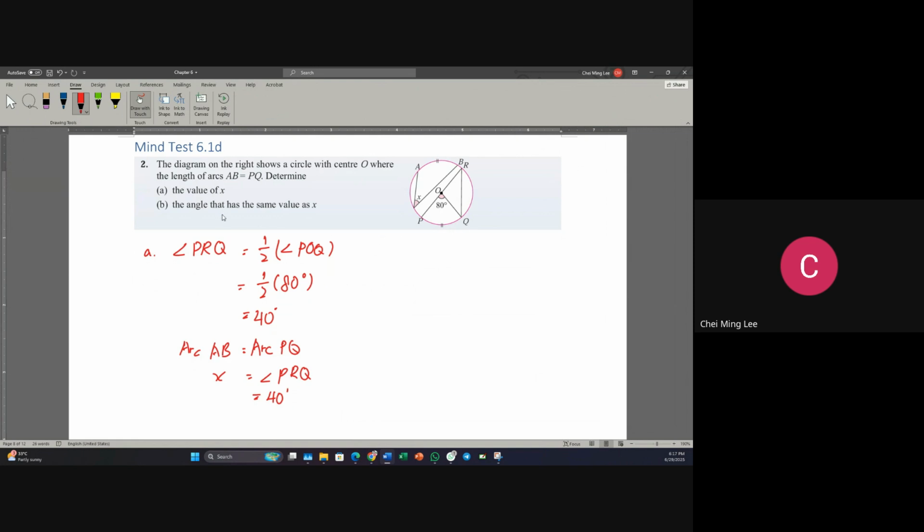Now, which angle also has the same value as X? Because you see from here, OR to OQ is the same, correct? For both, OR equals OQ, which are both radius. So with this, the triangle PQO is an isosceles triangle. So hence, angle ORQ is equal to angle OQR, which is equal to X. Okay? You did it correctly? Okay, correct?